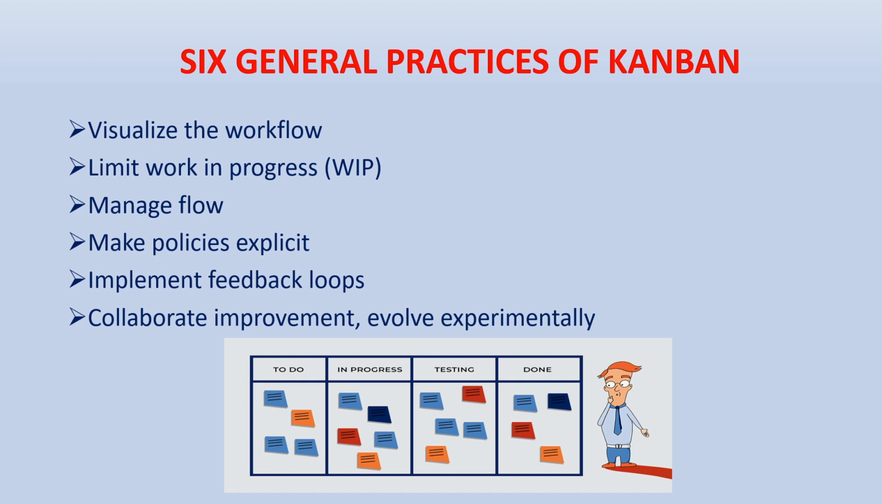When we feel that the team is now focusing on the task, we can remove these meetings, or we can have these meetings according to our organization, according to our project deadlines and so on. Implement feedback loops. As in the Scrum, we have sprint retrospective where the team can give the feedback, and the team can get the feedback in the sprint review. Likewise, we should have a feedback loop so that our team can constantly get feedback and improve based on that feedback. Collaborate, improvement, evolve experimentally.